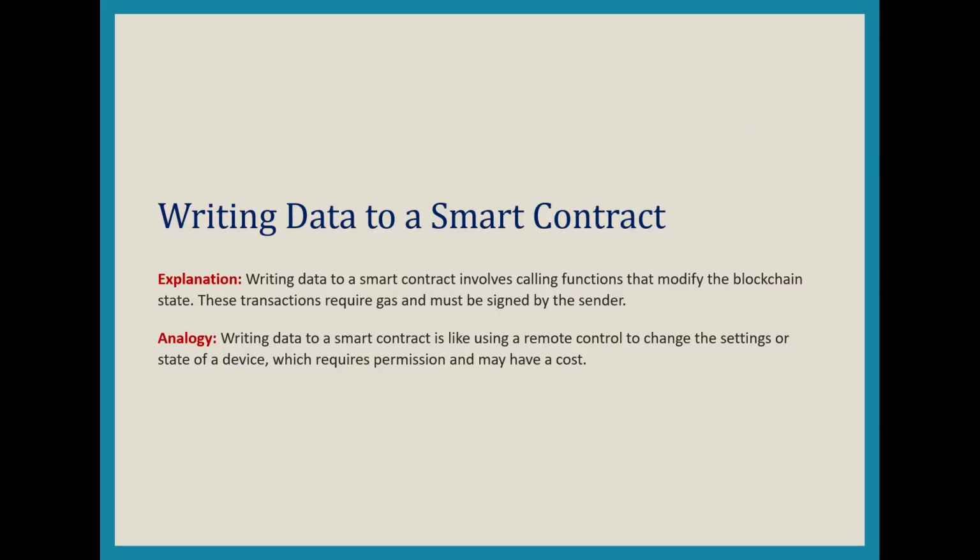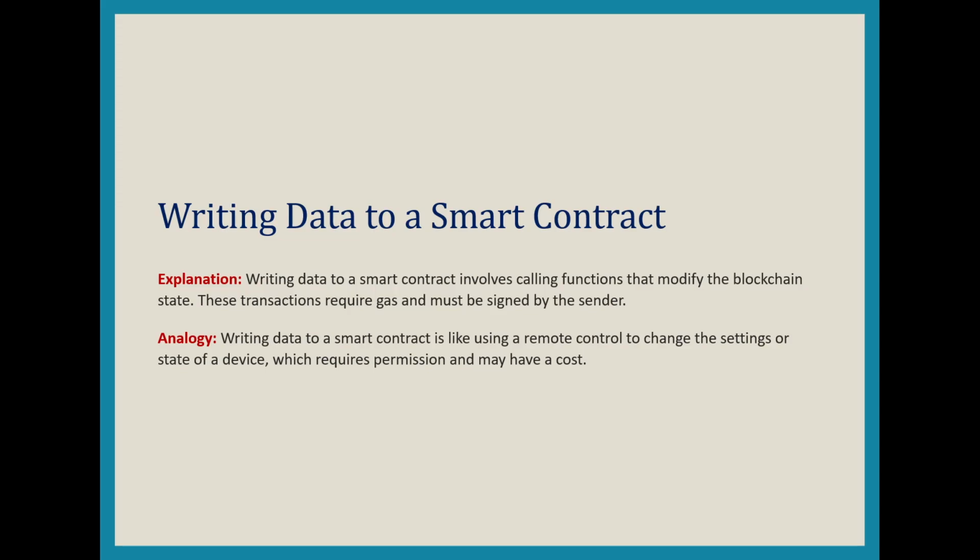So writing data to a smart contract involves calling functions that modify the blockchain state, right? Right now we were only doing reading. These were not modifying the blockchain. These ones modify the blockchain state, and they require gas and must be signed by the sender. So writing to a smart contract is like using a remote control to change the settings or the state of a device, which requires permission and may have a cost, right?